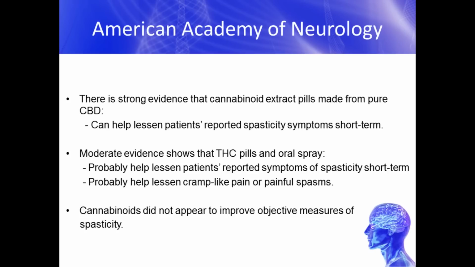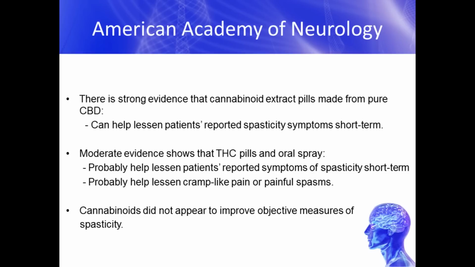So what does the American Academy of Neurology say about cannabinoids? Frequently what bodies like the Academy of Neurology will do is they'll look at the bulk of the science and they'll come out with what they call a position paper. Well, they'll say, based upon the scientific evidence, we feel that X, Y, and Z is applicable to whatever treatment we're looking at. So the Academy of Neurology has said that there is strong evidence that cannabinoid extracts made from pure CBD can help lessen patients' reported spasticity symptoms in short-term studies.